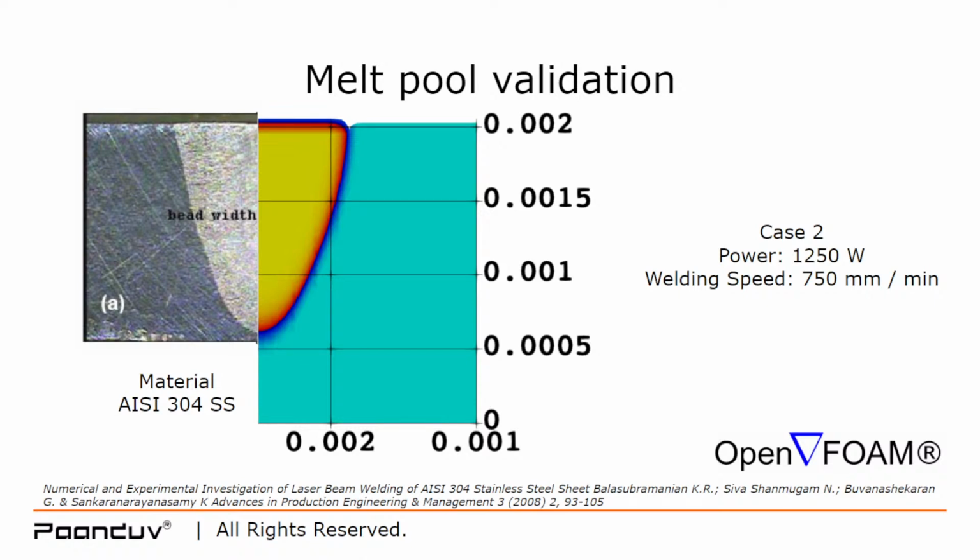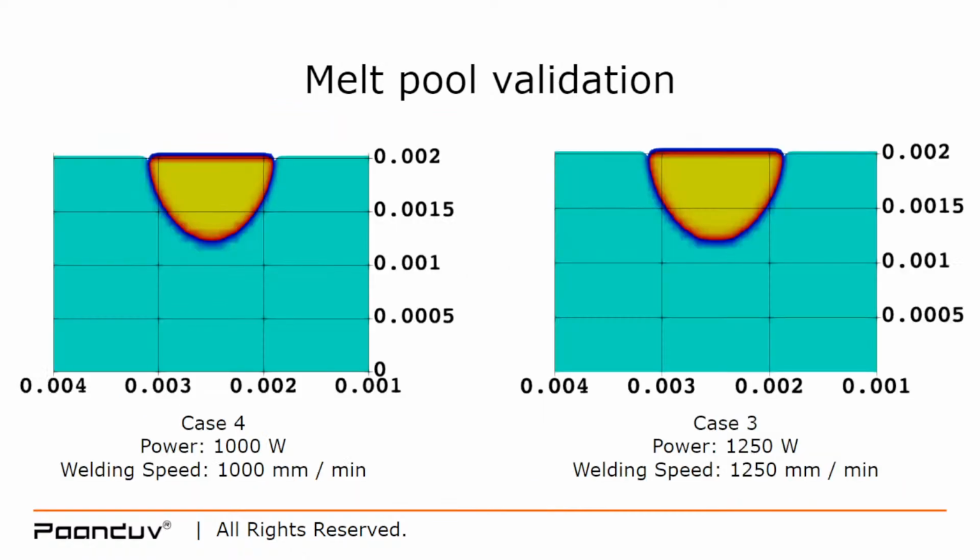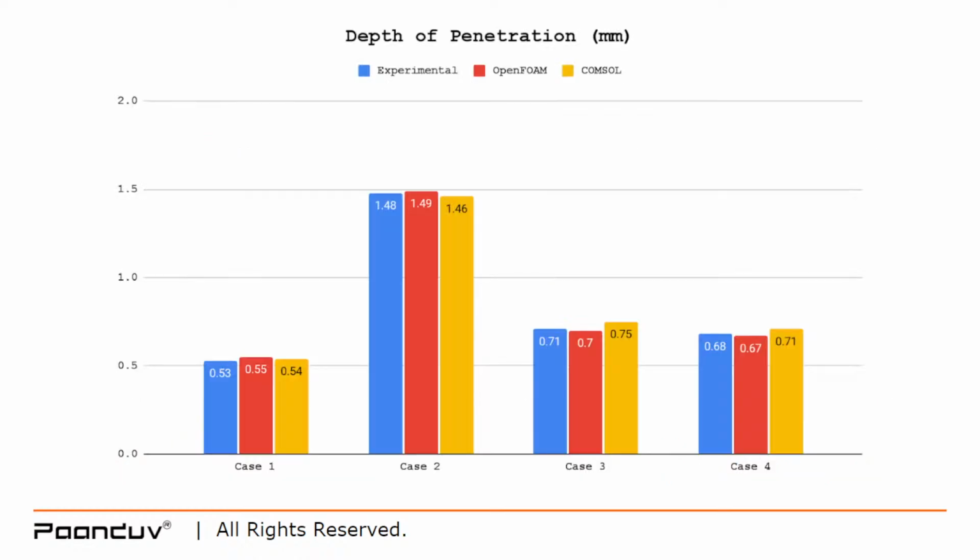Okay, so for this particular case, the laser power is 1250 watts, and the speed of welding is 750 millimeters per minute. If you look at different speeds of welding or different laser powers, we have a case with 1000 watts of power and a welding speed of 1000 millimeters per minute. And then we have another case where the power is 1250 watts and the welding speed is also 1250 millimeters per minute.